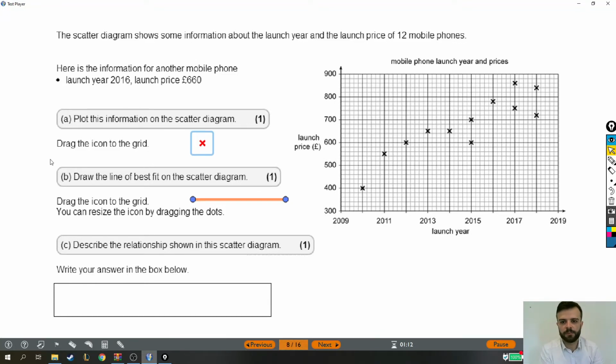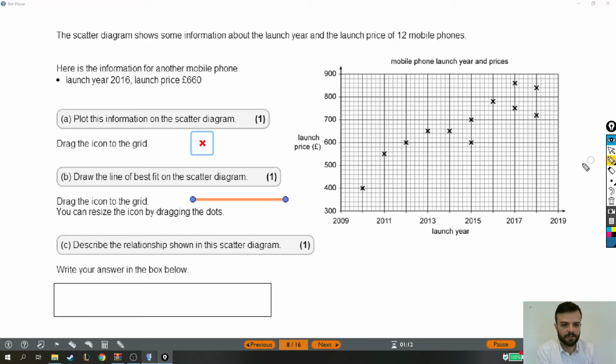So the scatter diagram shows some information about the launch year and the launch price of 12 mobile phones. Here is the information for another mobile phone. The launch year was 2016 and the launch price was £660. Plot this information on the scatter diagram.